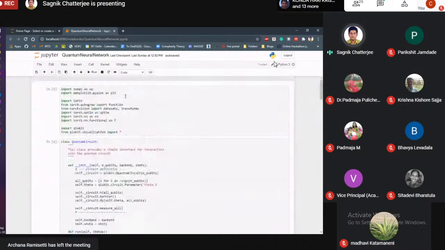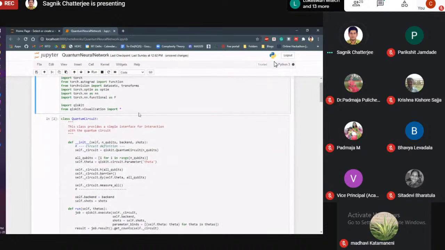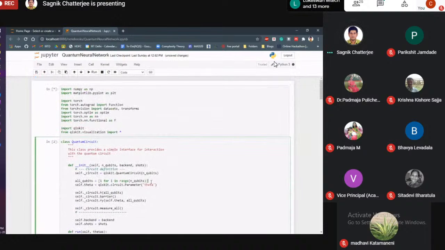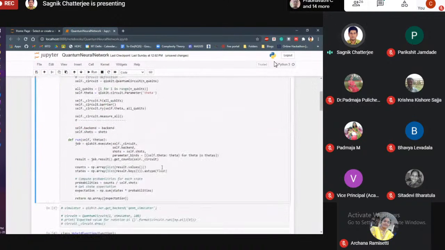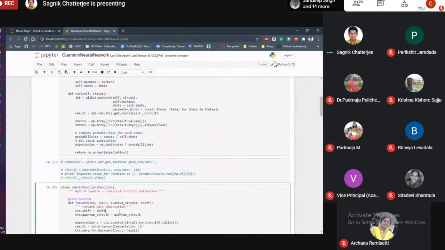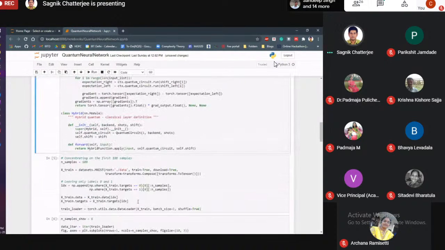So let's start running the codes. Otherwise, you won't be able to understand what's happening. These are our definitions up to now. 1, 2, 3. Now we move ahead.